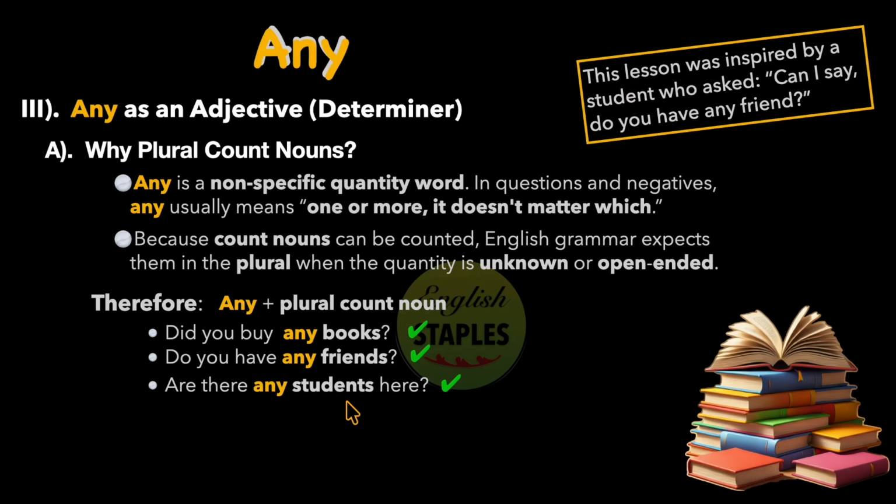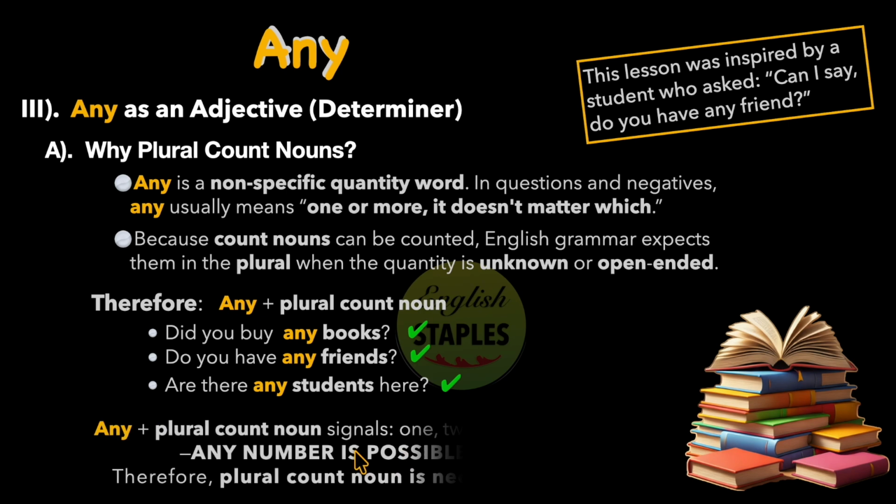Are there any students here? Any, and then we have students. Do you see this? Any plus plural count noun signals one, two, or many. Any number is possible when you use any. Any number is possible. Therefore, a plural count noun is necessary. Do you see this?